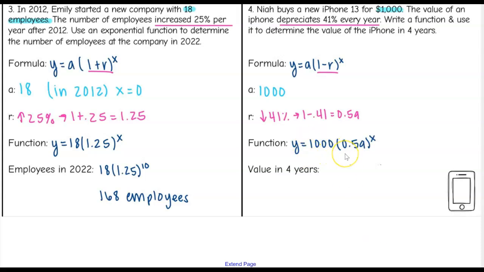So now we can write the function. It's going to be y is equal to 1,000 times 0.59 raised to the x. That's 1,000 times 0.59 raised to the 4, because we want to know in 4 years. Okay, then you type that in the calculator and get $121.17. In 4 years, that's what your iPhone that you spent $1,000 for is worth.